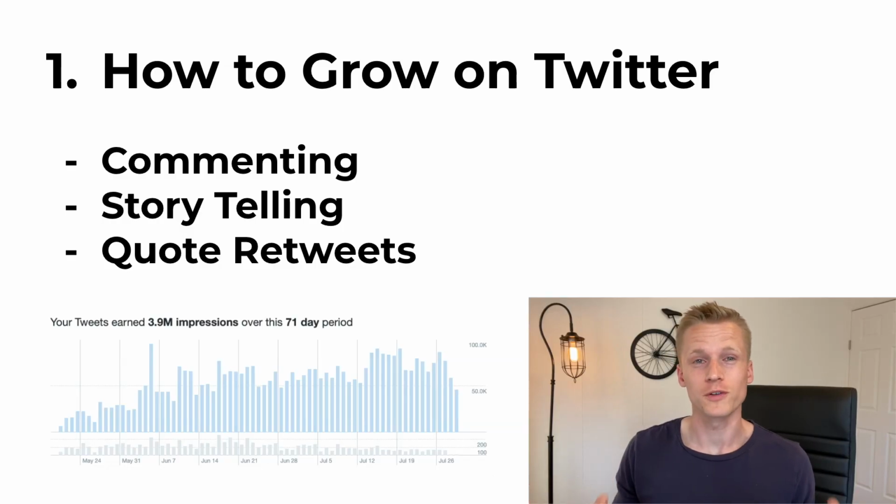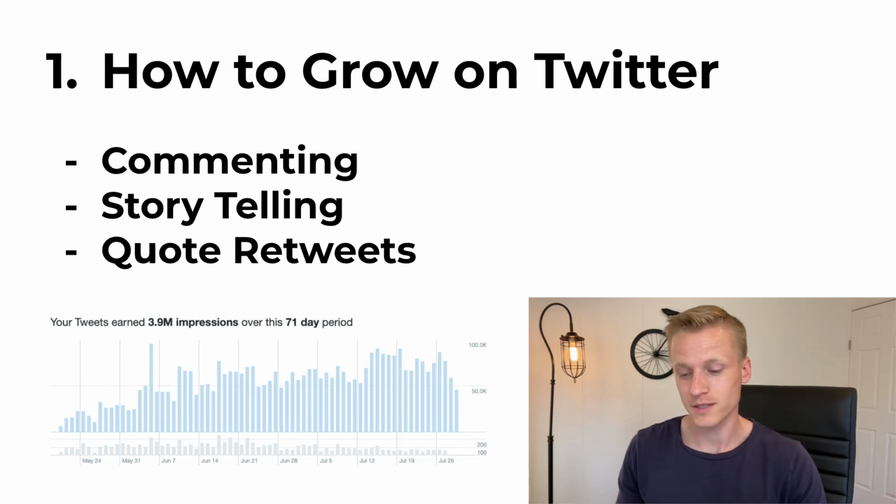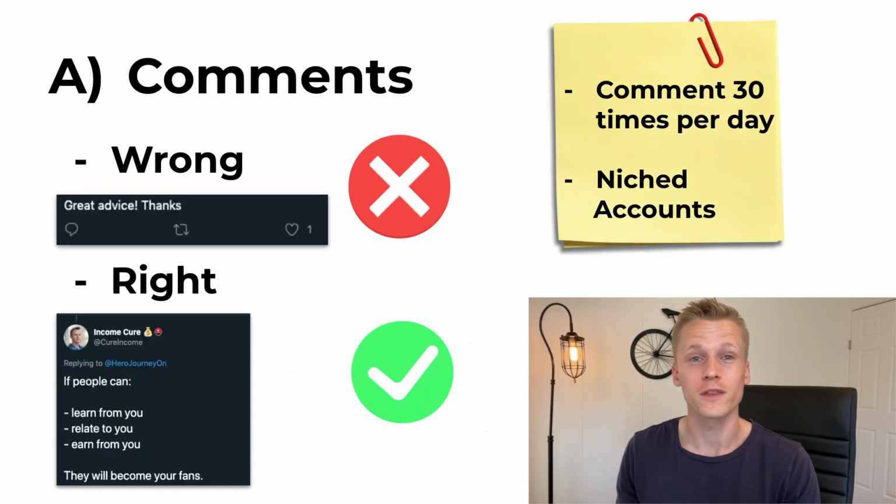Let's go ahead and start off with growing your audience on Twitter. When you're just starting off on Twitter, there's really 3 ways to start growing your account to get affiliate sales. And those 3 ways are number 1, commenting, number 2, storytelling, and number 3, quote retweets. So that is what we're going to be covering inside this section on how to grow on Twitter. So first off, we start off with comments.